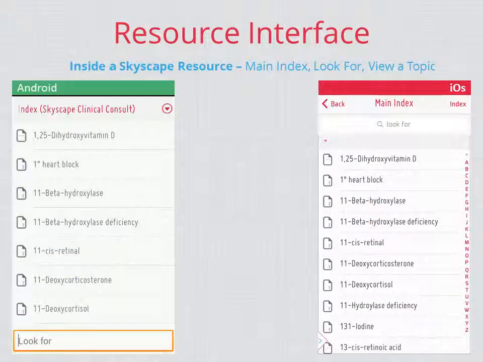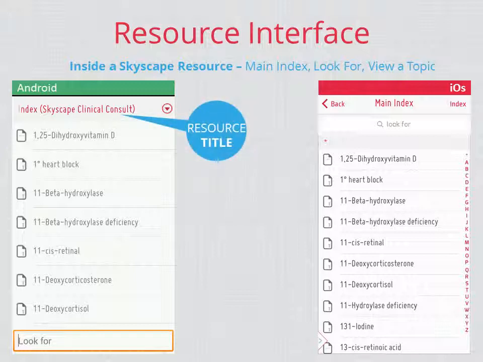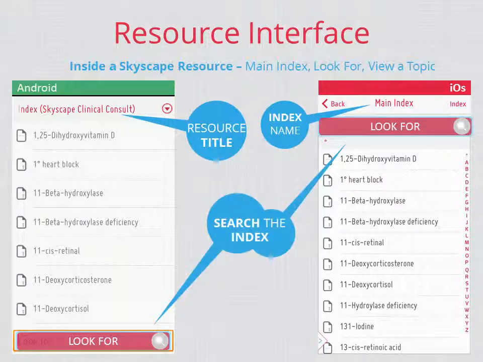This is what a typical resource looks like inside the Skyscape app. You can always see the name of the book and the current index you are viewing right at the top of the screen. You can look for a topic inside the current resource by using the Look For feature, or you can tap on a topic to view the topic.